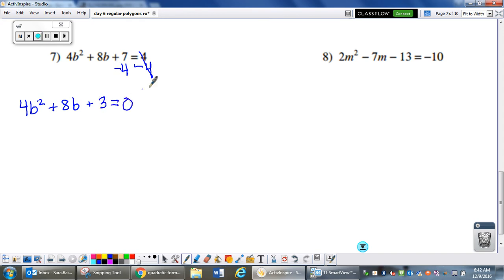And now you can start using the quadratic formula. So a equals 4, b equals 8, and c equals 3. Okay?